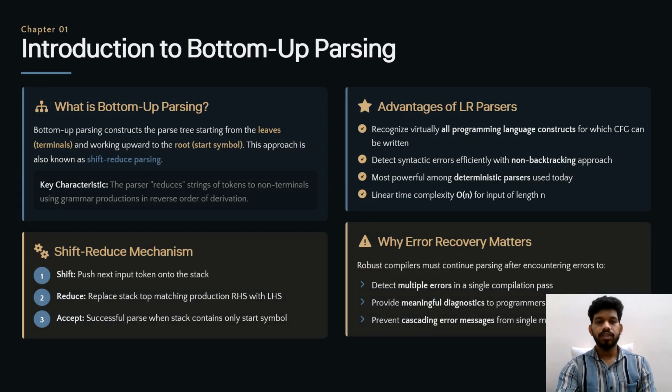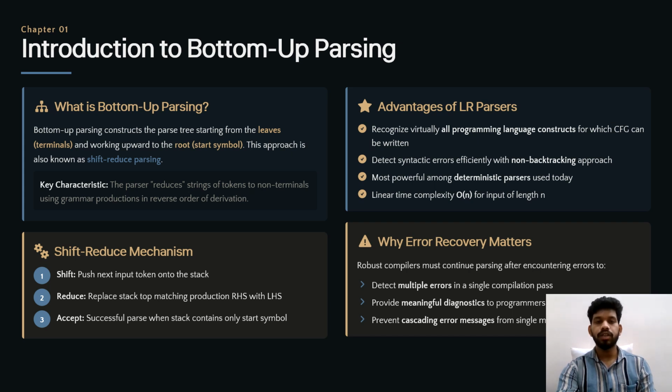Introduction to bottom-up parsing. Bottom-up parsing is a technique where we construct the parse tree starting from the input symbols and move upwards to the start symbol. It is also called shift-reduce parsing because it works in two main operations, shift and reduce. Shift pushes input tokens onto the stack, reduce replaces symbols using grammar rules. Basically, we try to reduce the input string step by step until we reach the start symbol.